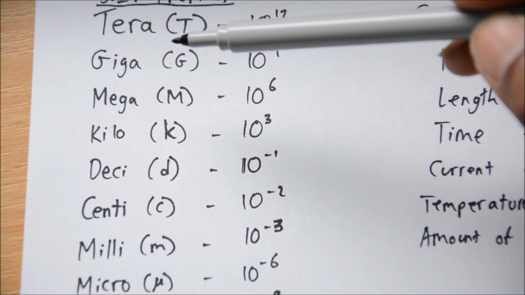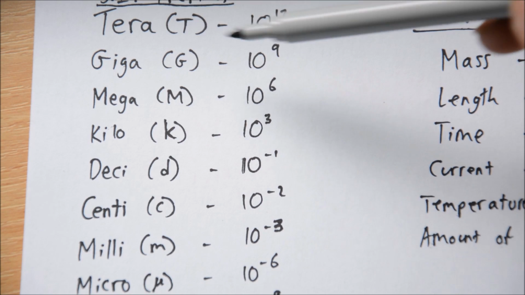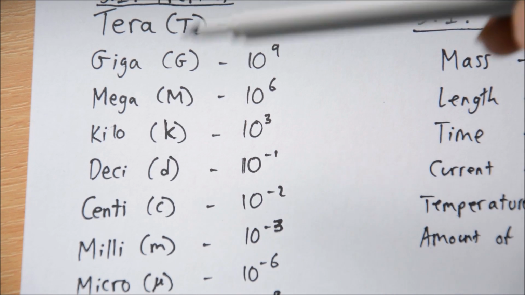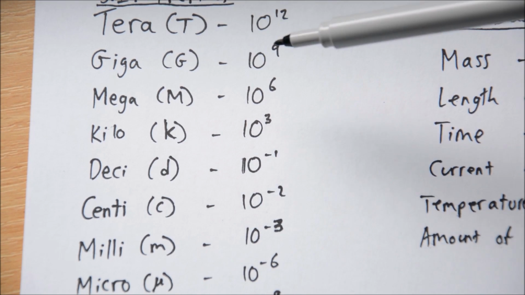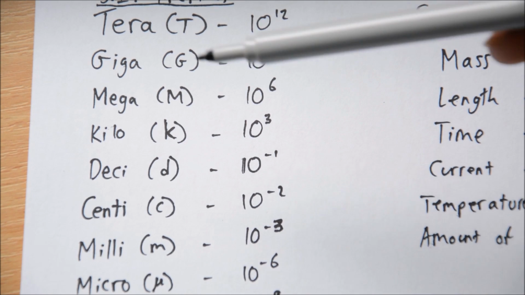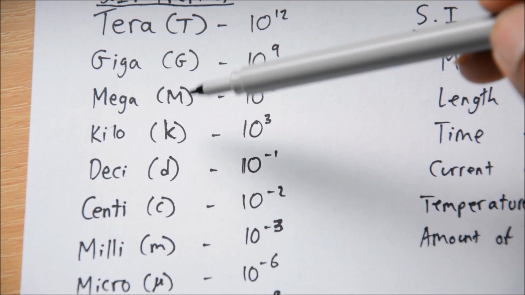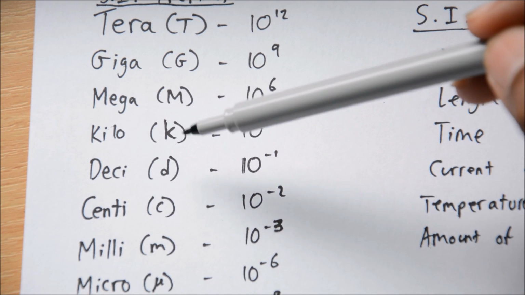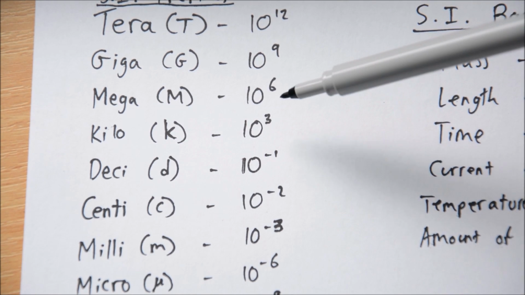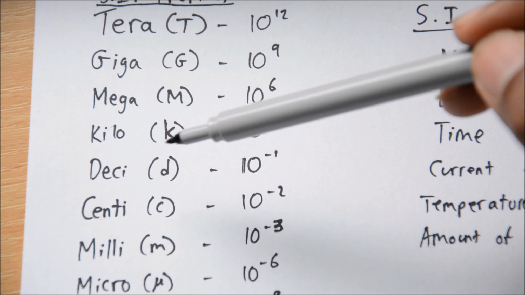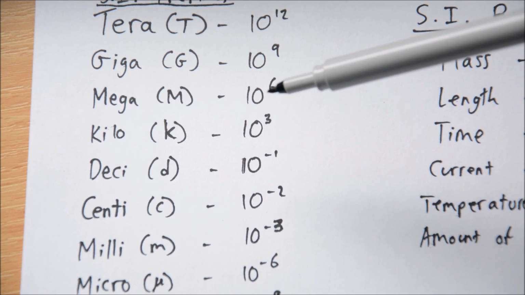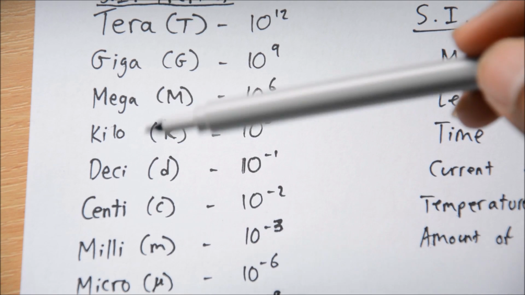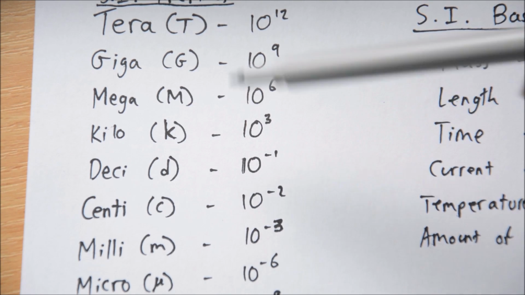So if we start from the top, we see that tera is capital T and it's 10 to the power of 12. Giga is a big G and it's 10 to the power of 9. Mega is a capital M, 10 to the power of 6. Kilo is a small lowercase k, 10 to the power of 3. Deci, lowercase d, 10 to the power of minus 1. Centi, lowercase c, 10 to the power of minus 2.